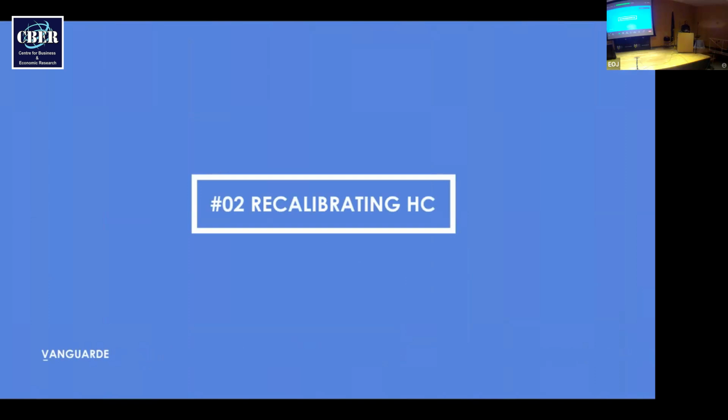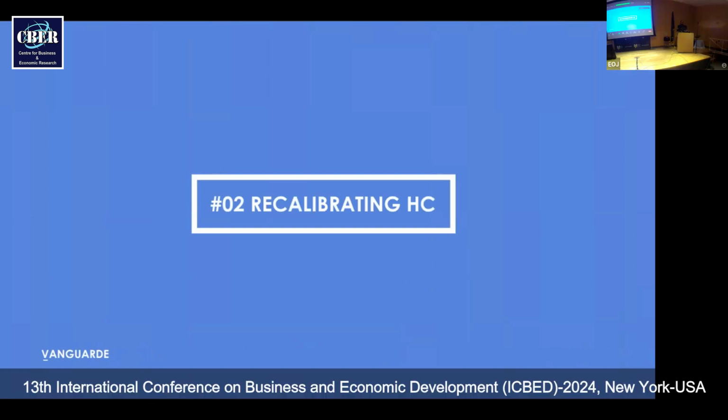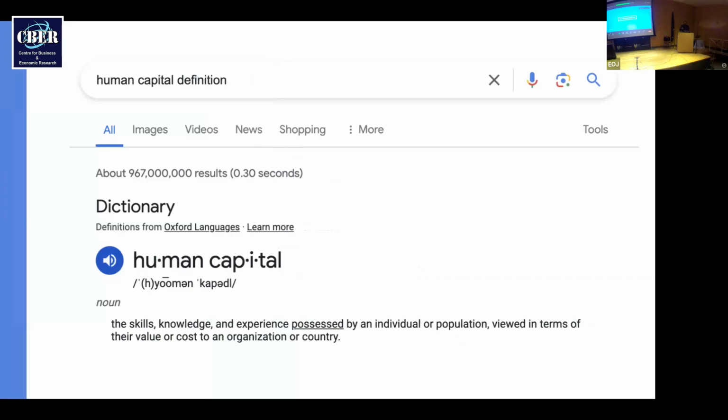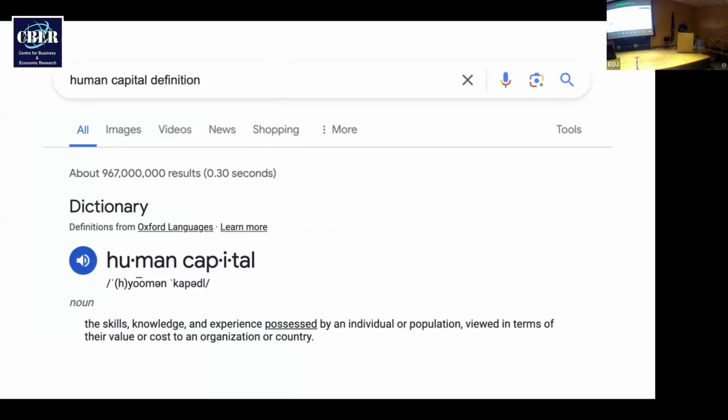The title of this talk was Recalculating Human Value. Well, that's a misnomer because you can't calculate. Human value is incalculable, right? We are all precious and we are all invaluable, right? And so what I'm really focusing on is recalibrating human capital. So in order to do that, I wanted to define what human capital is. It's the sum of our skills, knowledge, and experiences possessed by an individual or population, viewed in terms of their value or cost to an organization or country.